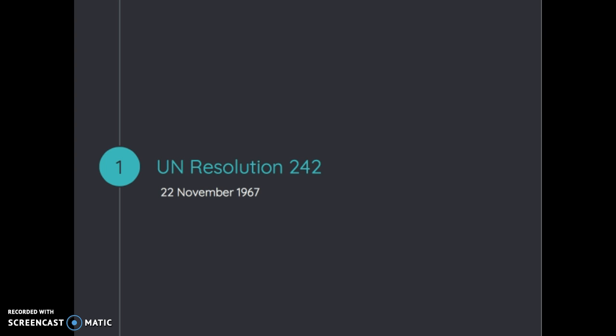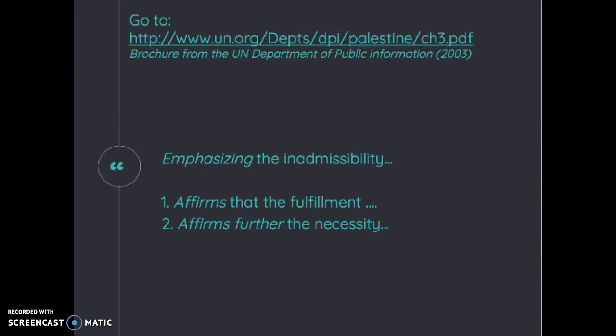The good news is that it's pretty short, and there's a couple of key things that you need to pick up from it. If you look at the link at the top there, that takes you to a United Nations brochure about the Resolution 242 and the wording. I've just highlighted there one of the preambulatory clauses, and the Resolution 242 emphasises that it's not okay for a state to acquire title to territory by conquest.